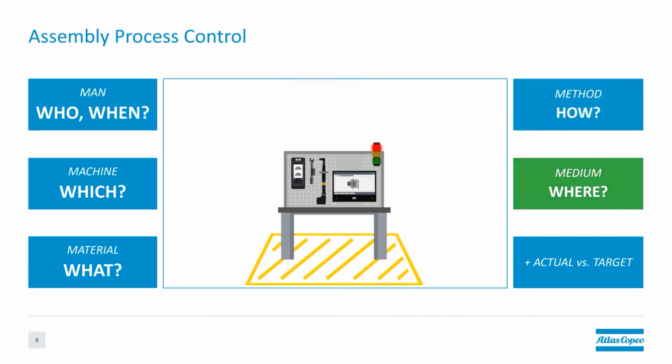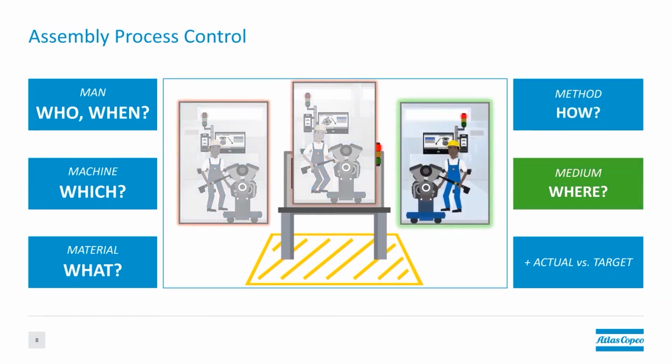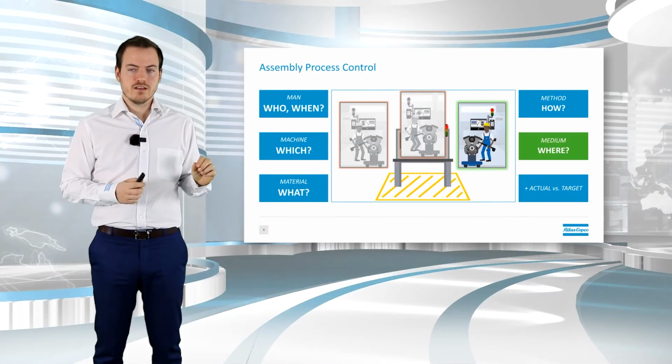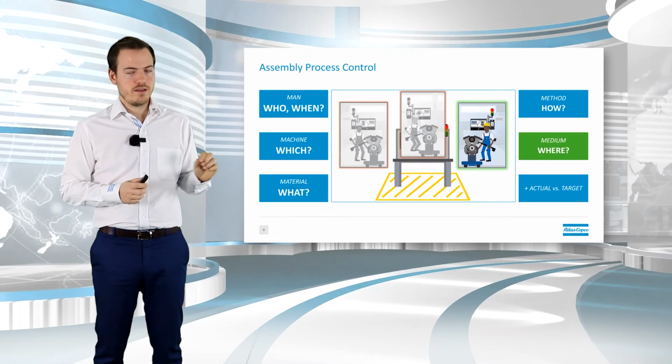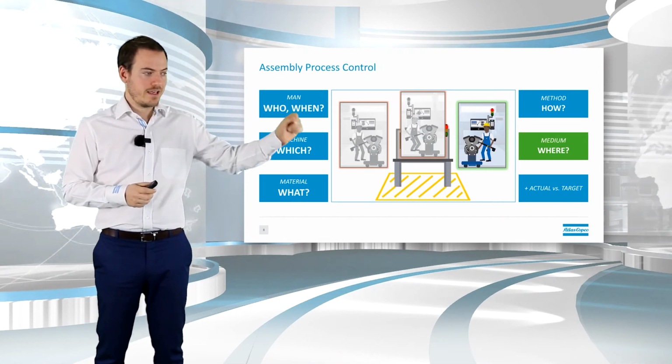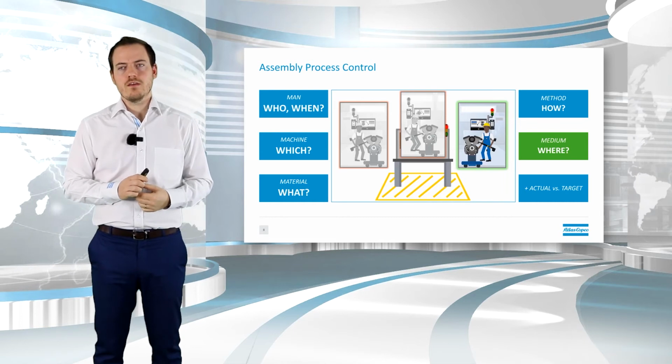Finally, the last M is the medium. So let's say we have an error, and we want to know exactly which station it comes from. Or let's say we are controlling the process on a rework station, and on that rework station we have the results coming from different stations. We want to really control which one each comes from. We want to know that, we want to trace it, in order to avoid that this mistake is made again on another station, and so on and so forth.